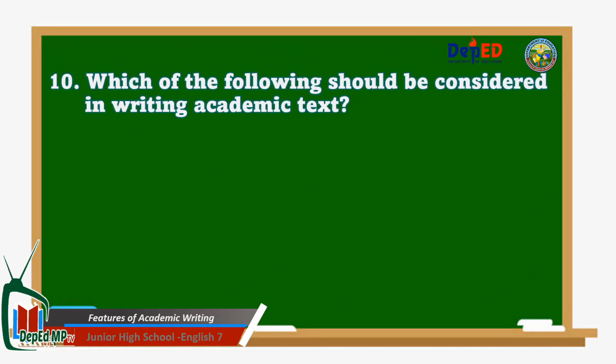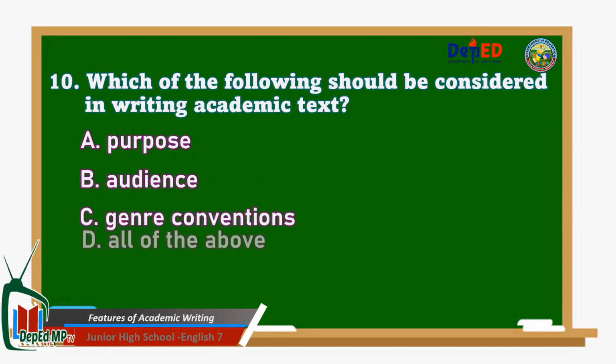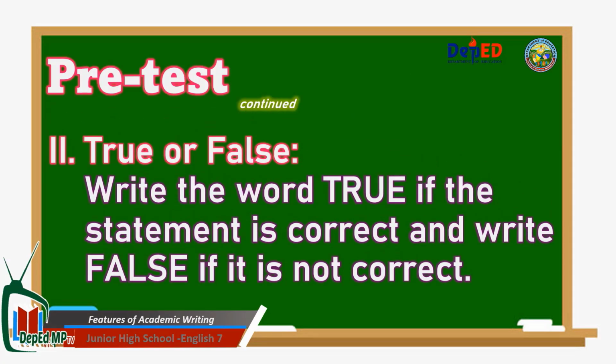10. Which of the following should be considered in writing academic text? A. Purpose. B. Audience. C. Genre conventions. D. All of the above. True or false? The next part of the task is for you to determine whether the following statements are true or false.